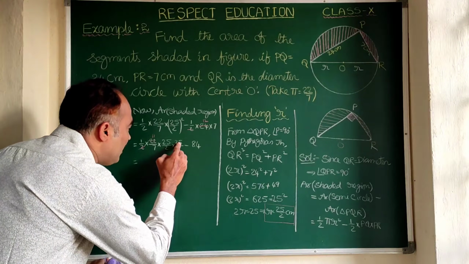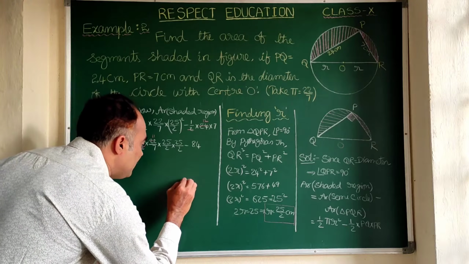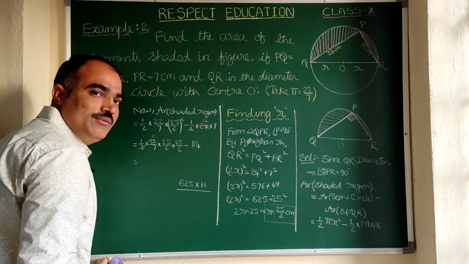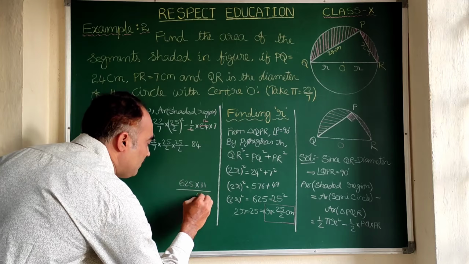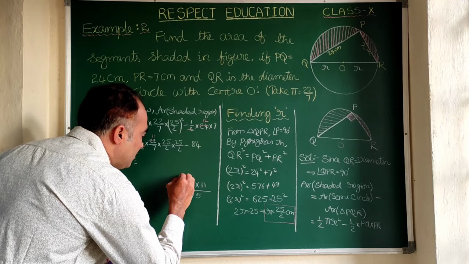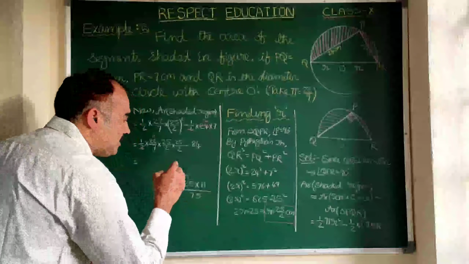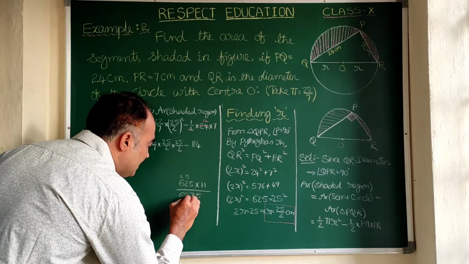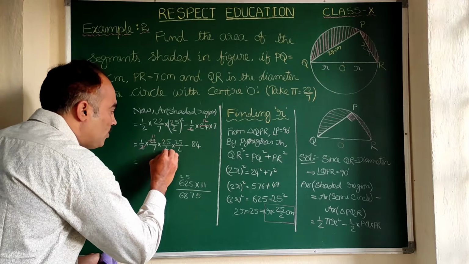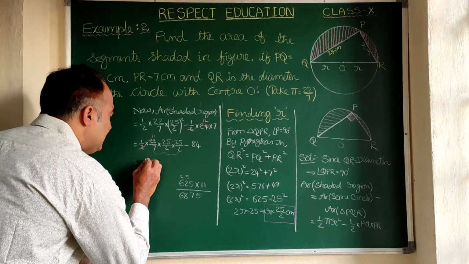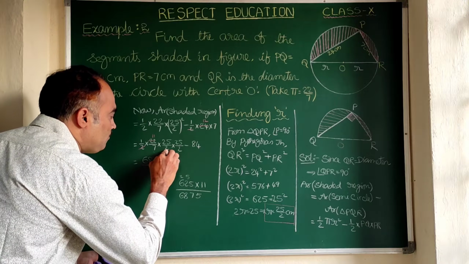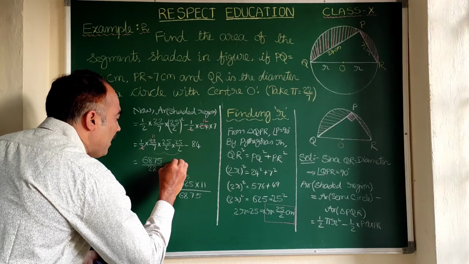Here we do rough work. 25 25s are 625. 625 into 11. So when we multiply with 11, 11 5s are 55. Here 5 is left. 11 2s are 22 plus 5, 27. Here 2 is left. 11 6s are 66 plus 2, 68. It is 6875, divided by 7 2s are 14, 14 2s are 28, minus 84.